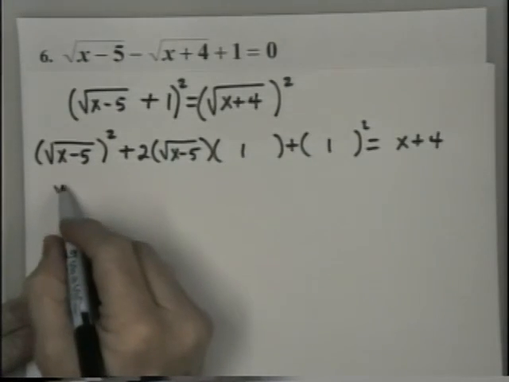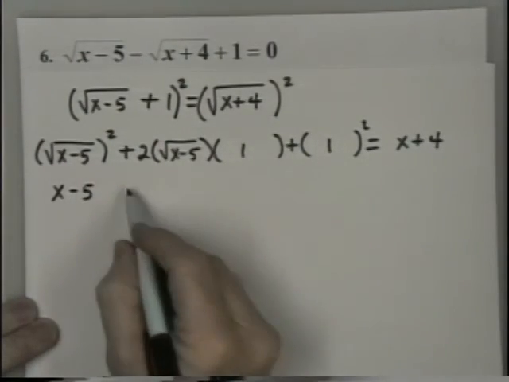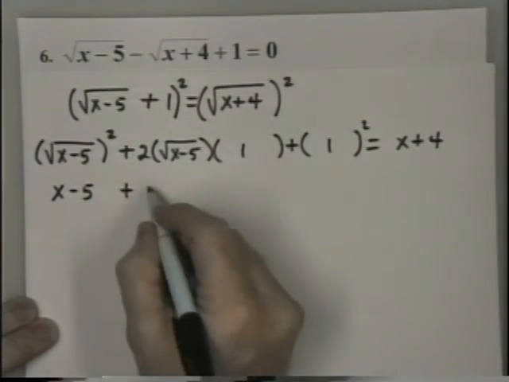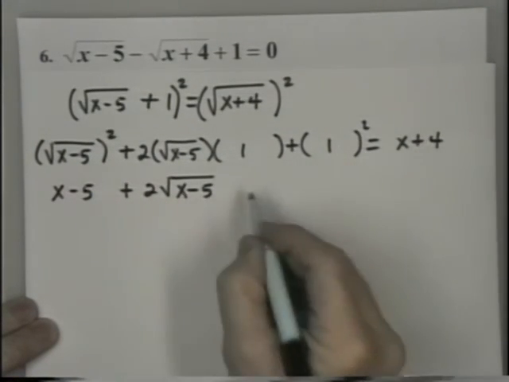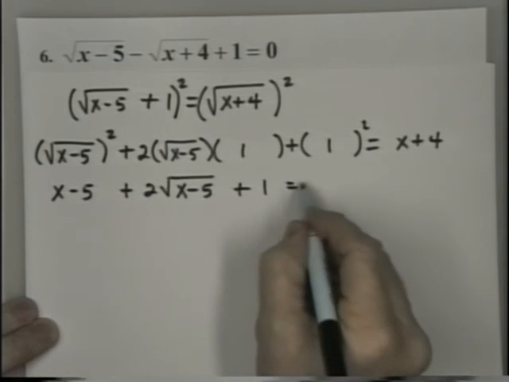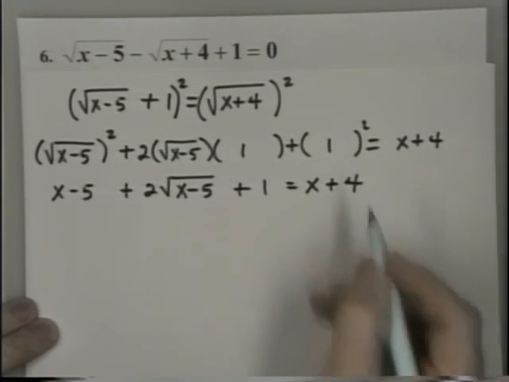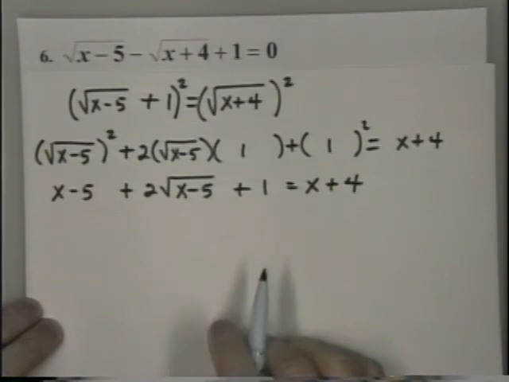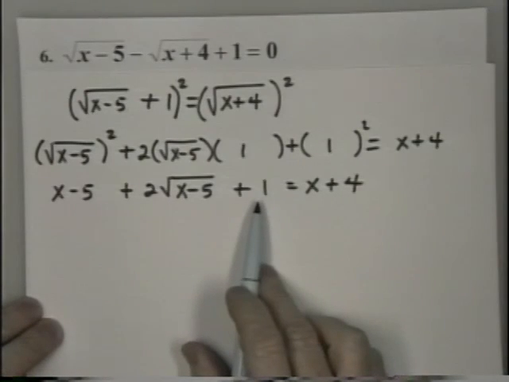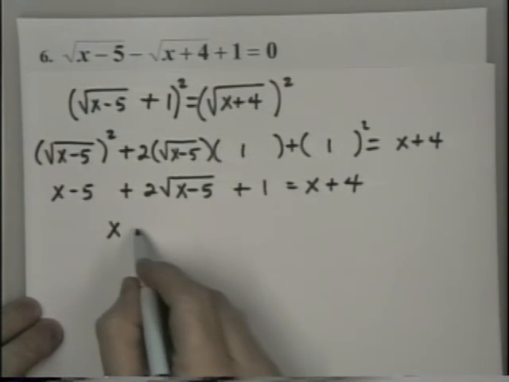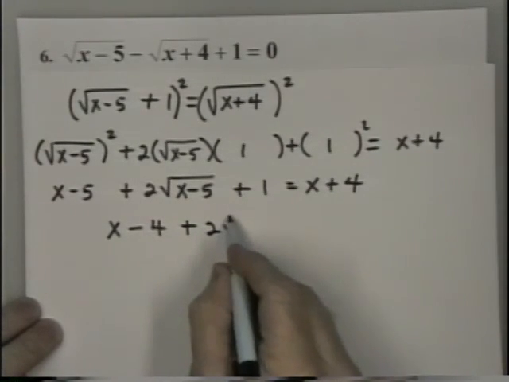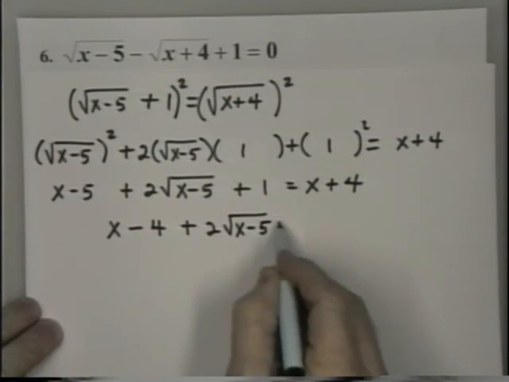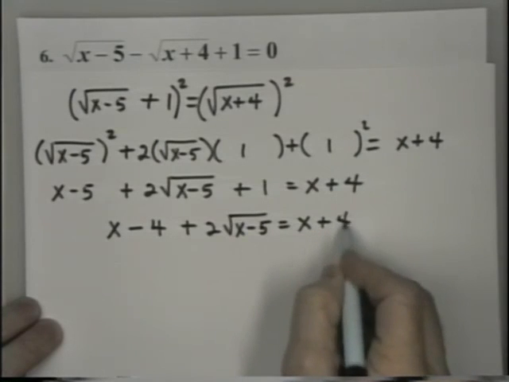So if you square that, you get x minus 5. Multiply this together, you get 2 times the radical x minus 5. Square that, you get 1 equals x plus 4. Let's collect like terms. That'd be x minus 4 plus 2 times the square root of x minus 5 equals x plus 4.